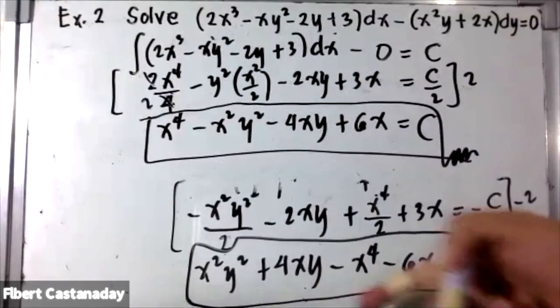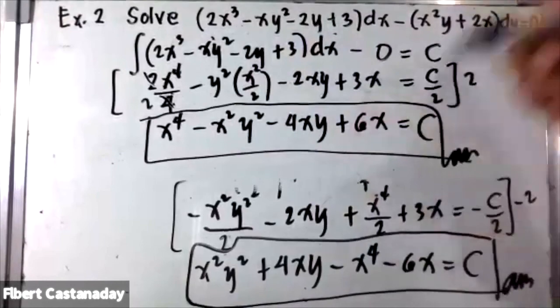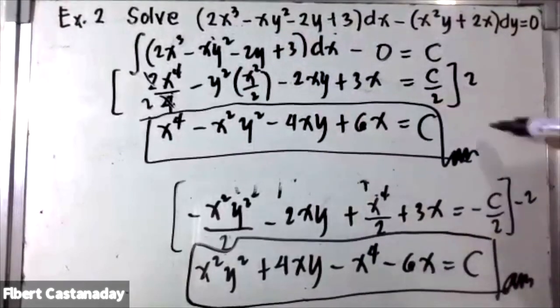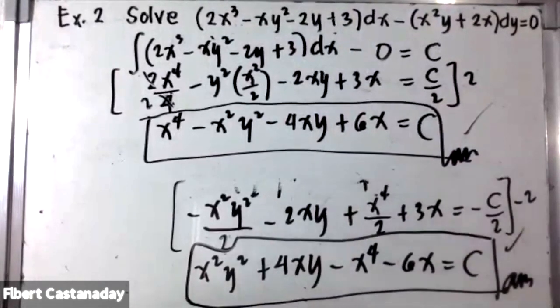This sign, you can actually transpose this to the other side of the equation, but they are still the same. So that's it. That's how you solve an exact equation.